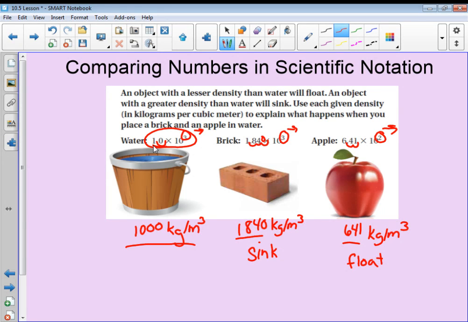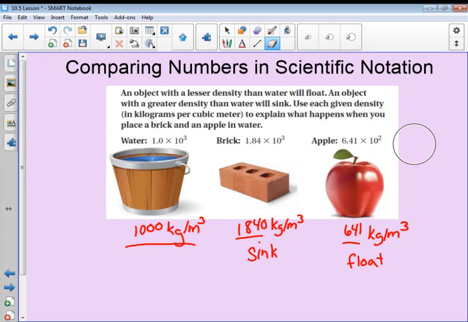So the other method that you can use, and some of you will pick up on this, is instead of changing them into standard notation, the other thing you can do is you can go through and actually compare our exponents. And I apologize, my smartboard just shut off on me all of a sudden.